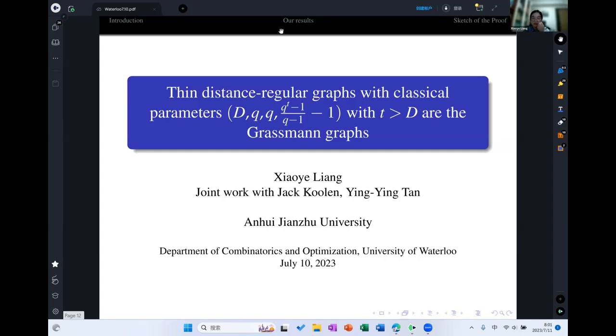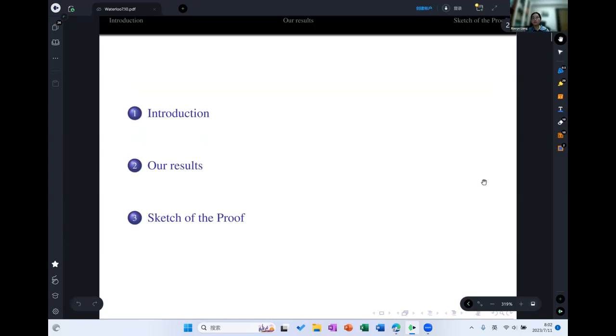Okay, the topic is thin distance regular graphs with classical parameters are the Grassmann graphs. This work is joint with Professor Koolen and Ying-Ying. There are three parts. I'll first give an introduction and show you our results, and if I have enough time, I'll show you the sketch of the proof.